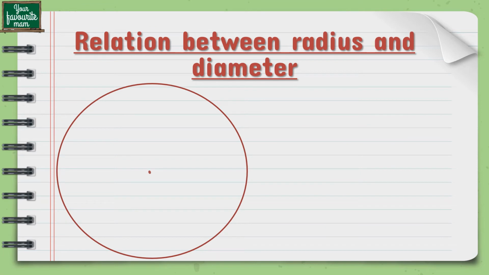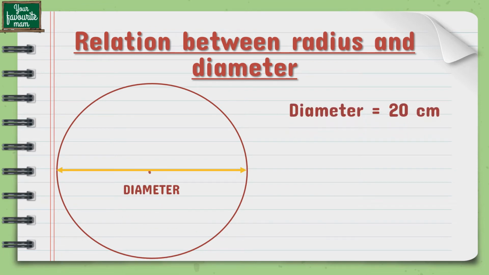Now let's try and find the radius using the diameter that is given as 20 centimeters. We know the formula again, r = d/2. Replacing d by 20, r comes out to be 20 by 2. And then the radius is 10 centimeters. So I hope you have now understood the application of these formulas as well.